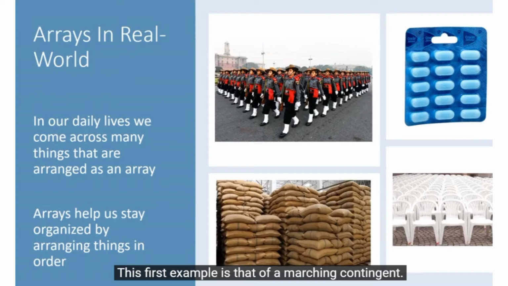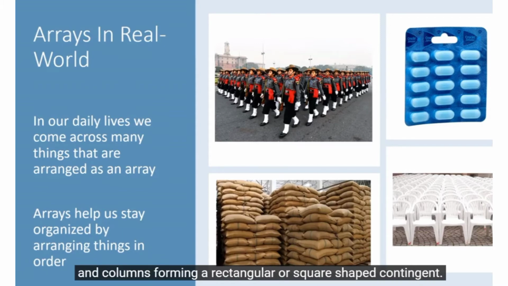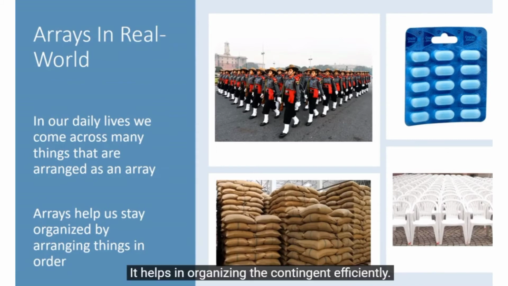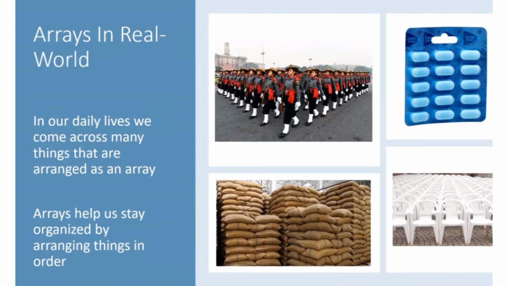This first example is that of a marching contingent. I am sure you would have also done a march past or parade in your school as part of physical training classes. In a marching contingent, soldiers are arranged in rows and columns, forming a rectangular or square-shaped contingent. It helps in organizing the contingent efficiently.